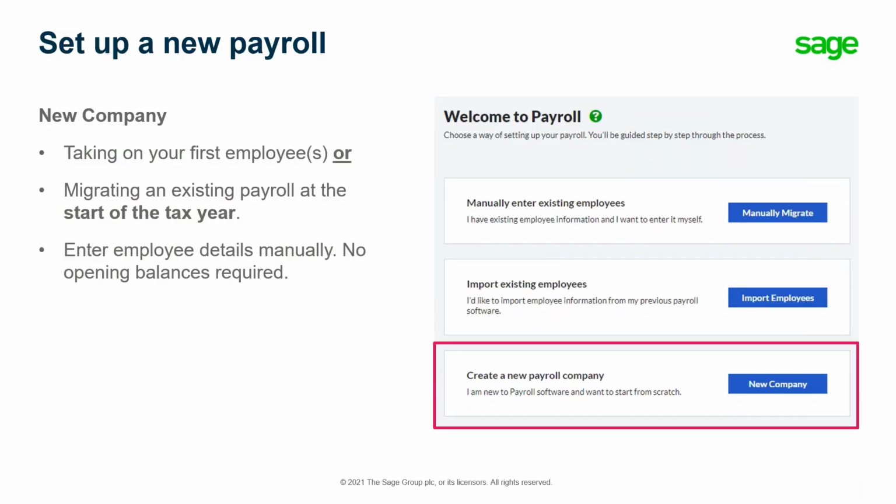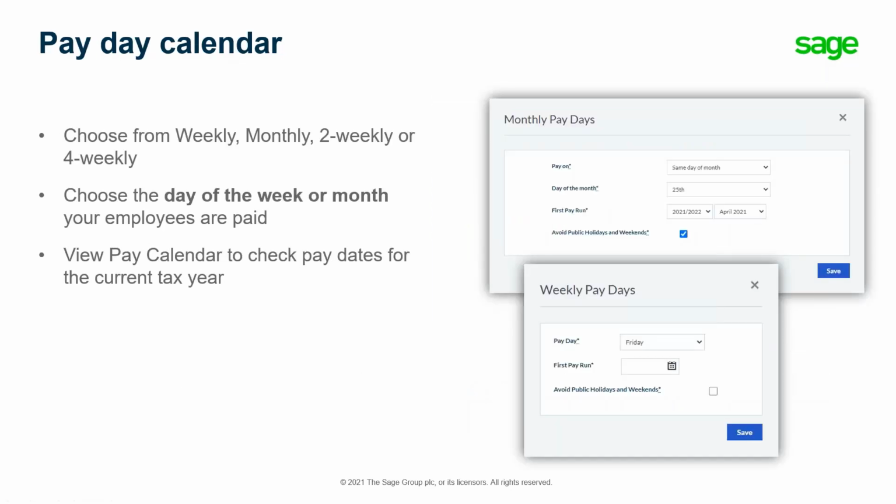Okay, so that video demo took you through the process of setting up a new company, and we completed 2 of the key steps in that, setting up a payday calendar, where we chose either a weekly, monthly, 2-weekly or 4-weekly calendar. You just need to confirm the day of the week or month that your employees are paid, and when your first pay run will be in Sage. And then you can view your pay calendar to check the pay dates for the current tax year.